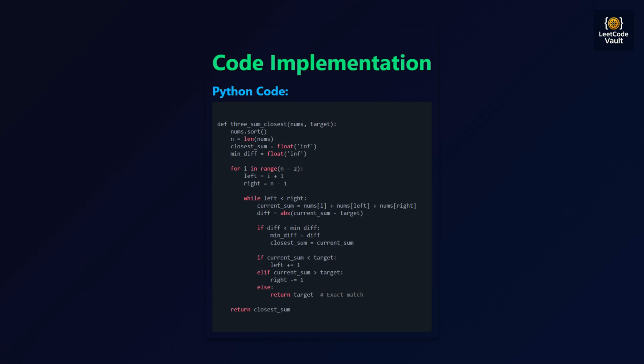Code implementation. Let's see the code in Python. First, we sort the input array. Then we iterate through the array. For each element, we use 2 pointers to find the closest sum. The key is adjusting the pointers based on whether the sum is less than or greater than the target. This ensures we efficiently explore the possible triplets.